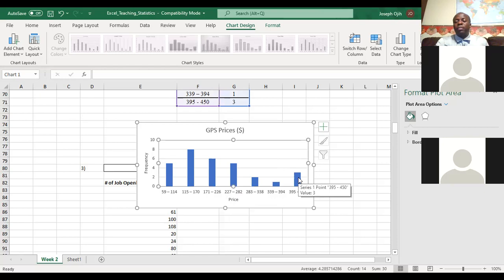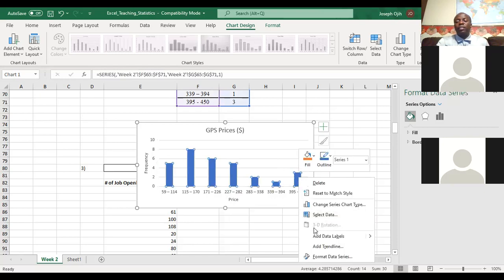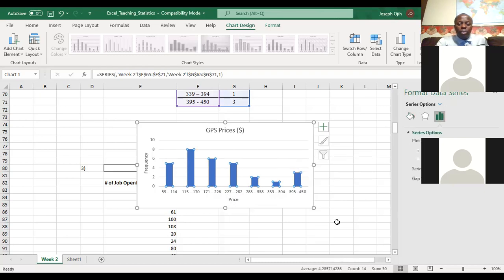Now again, to make these bars close together, click on one of them, any of them, then right click. Then click on format data series here. It will give you something that will help you to bring the gaps together. Right now the gap width is at 219%. So click here and hold, and it will be closing. Once it is about 5% or 1 to 2%, you stop.